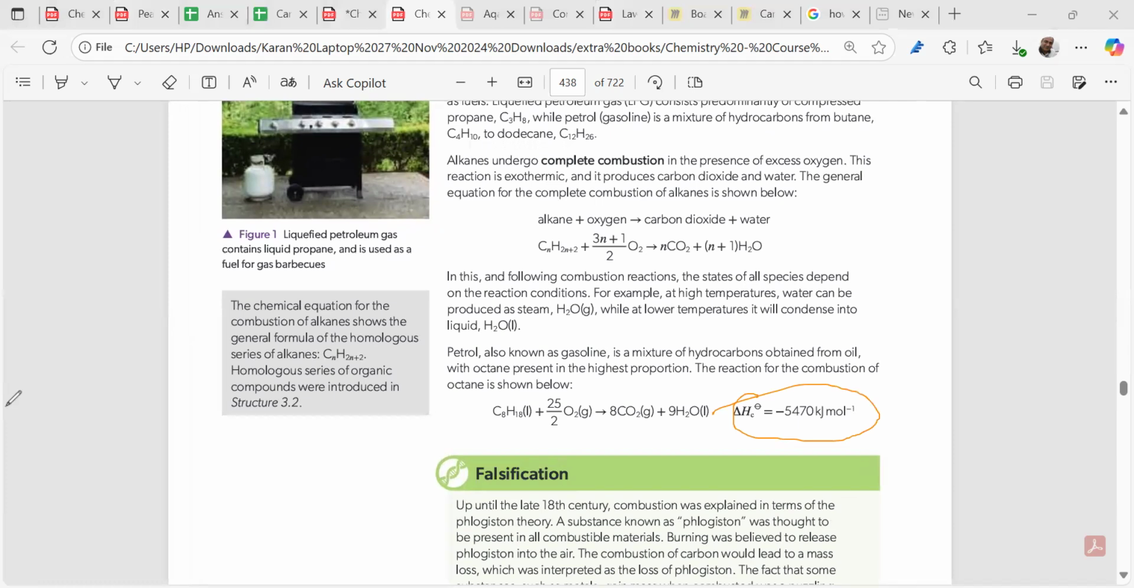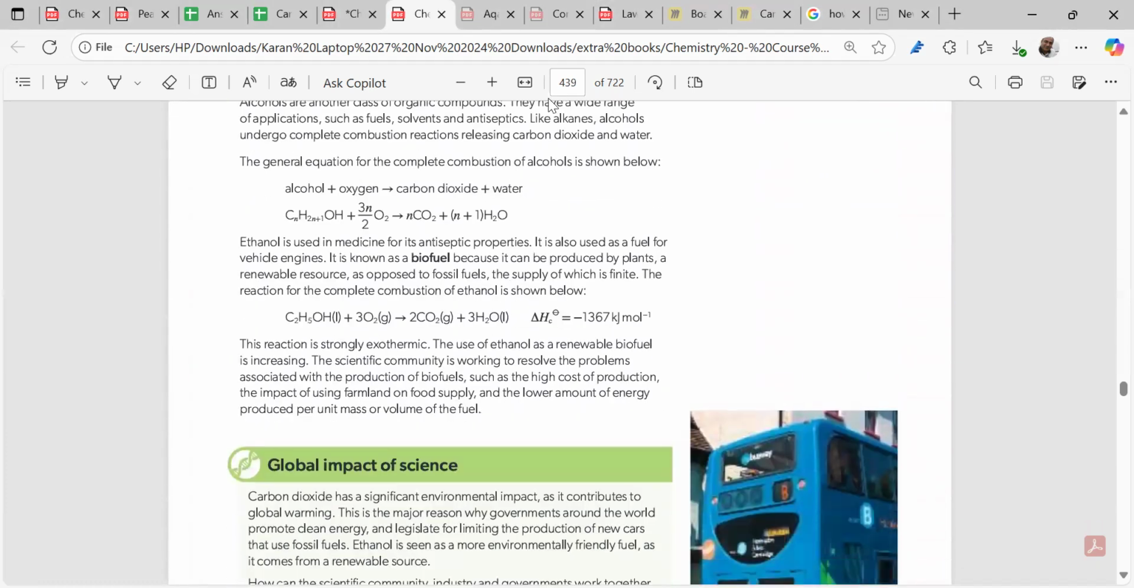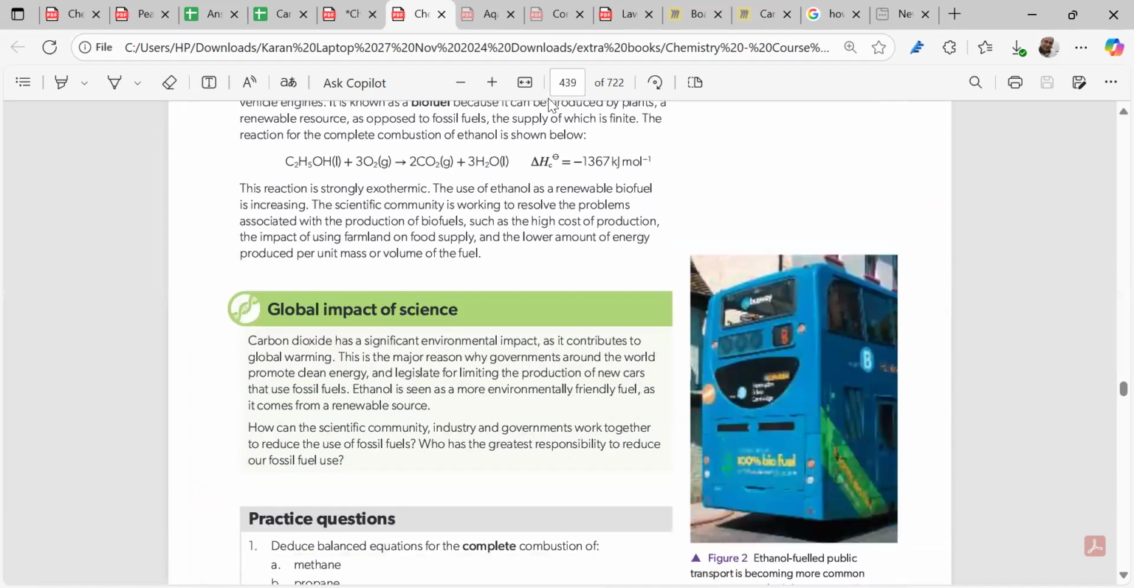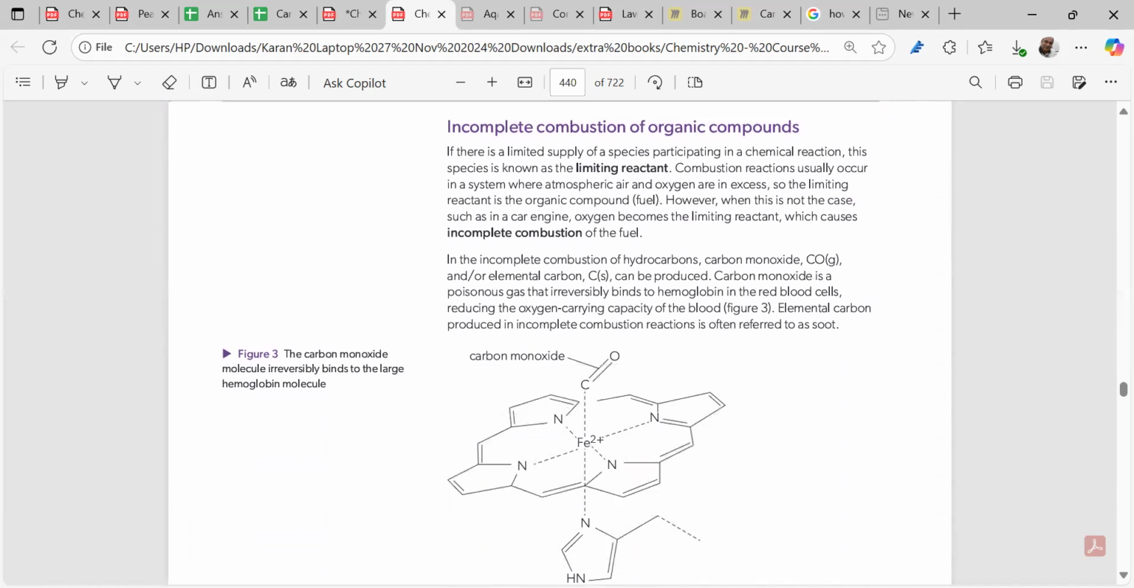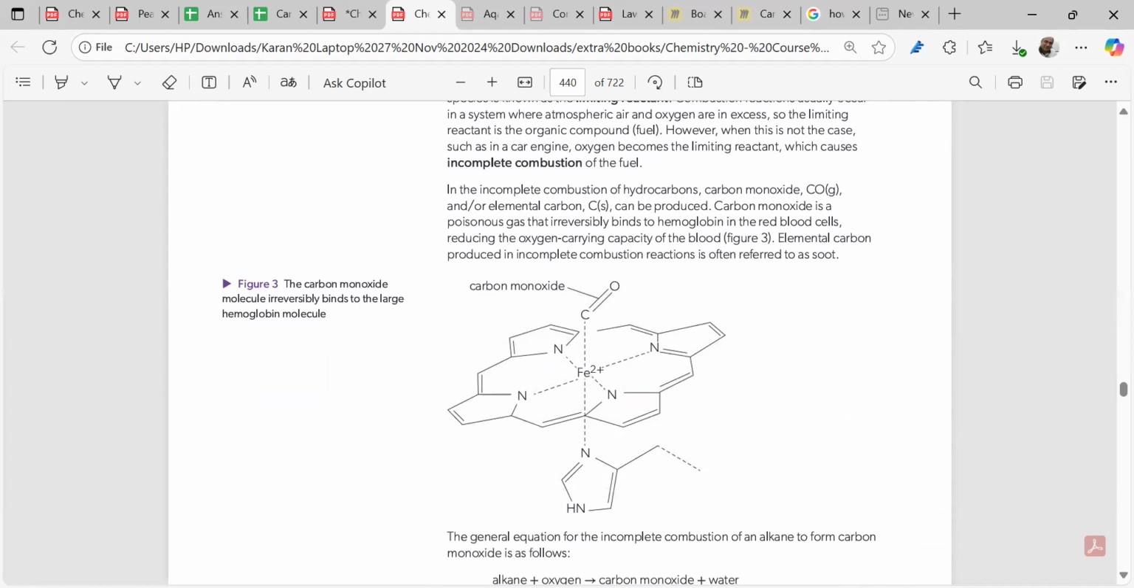Now, if you go to incomplete combustion, what happens in it? In incomplete combustion, you'll be seeing that we'll be getting much lesser amount of heat. That's a very important thing. Incomplete combustion will be giving you carbon monoxide or carbon. Now we have to know what the harmful effects of incomplete combustion are.